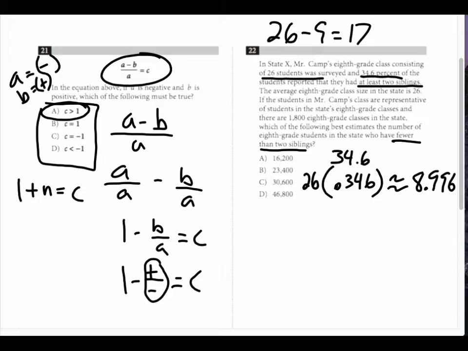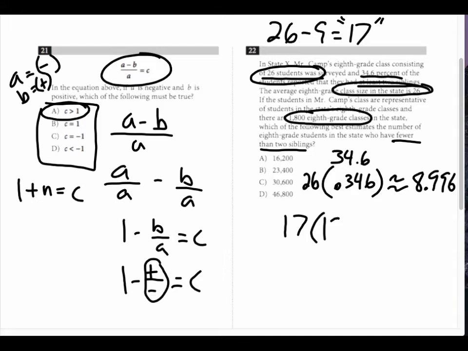Now, what I mean by that is this. It's not an accident. They rigged the problem. He has 26 students. The average class size is 26. Then they tell us there are 1,800 classes. Well, each class has about 17 students that have fewer than 2. So if I wanted to approximate that, what numbers should I use and what do I do with them? 17 times 1,800, that would be a good approximation. Okay? So what is that? Well, if we do that on the calculator, it's 30,600. Does that make sense?